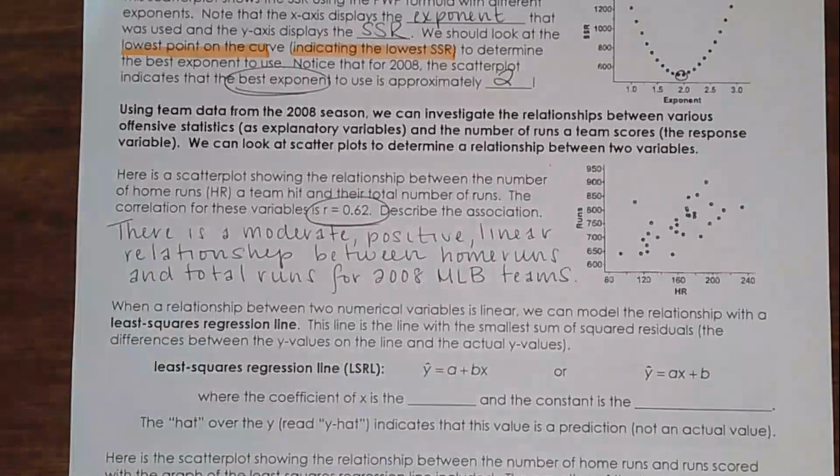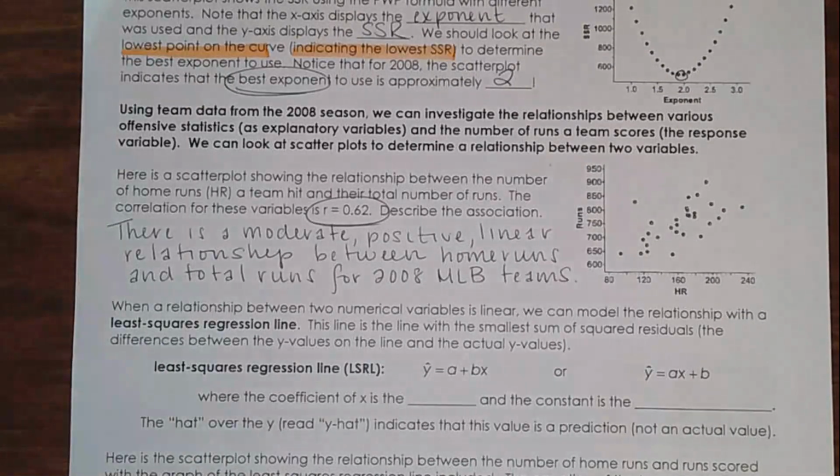Okay. Now it says, when a relationship between two numerical variables is linear, we can model the relationship with a least squares regression line. Some of you in the past may have heard the term best fit line in algebra. It's pretty much the same thing. This line is the line with the smallest sum of squared residuals, meaning it's as close to all of the points as possible.